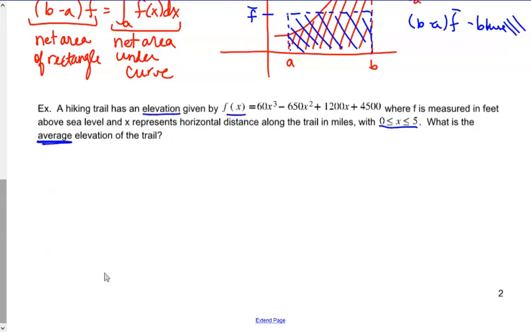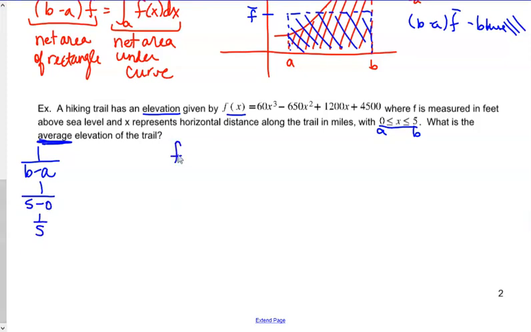So here's the elevation, which is my function. If I want to find the average of that function, I'm going to be finding the average value of that function. First, I'm going to look at what 1 over b minus a is so that I can put that in front of my integral. From this integral, this is a, this is b, therefore 1 over b minus a is 1 over 5 minus 0, which is 1/5. Some really bad writing, I apologize.